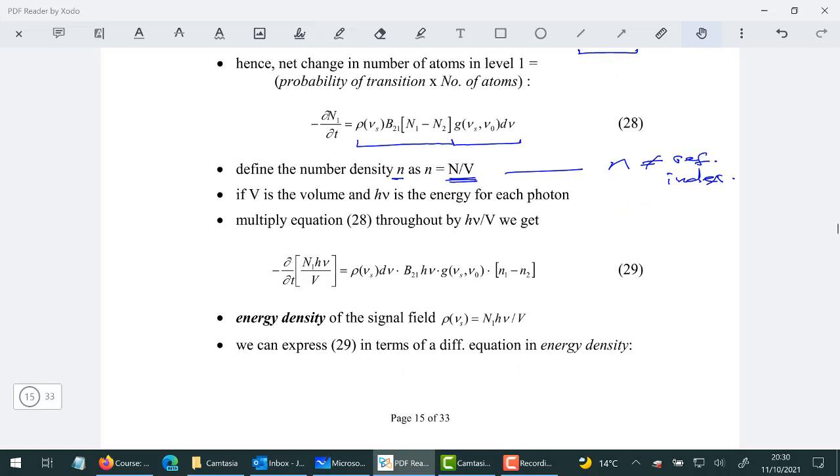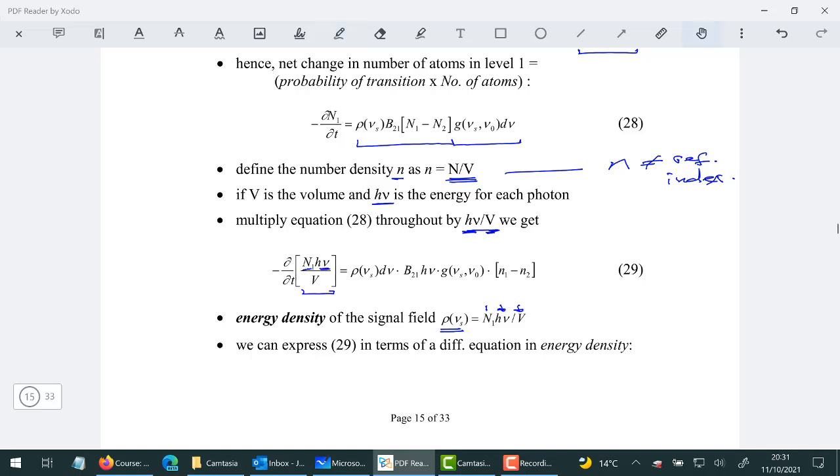So V is the volume and h times nu is the energy for each photon. Then if we multiply by h nu over V, what we get is the energy for one photon per unit volume. We multiply all that out, and that gives us n times h nu. So that's the energy for each photon, and that's the number of atoms that can interact with that photon. And so that n times h nu becomes the energy density of the signal field. So it's the number of atoms times the energy per transition with that atom divided by the volume.